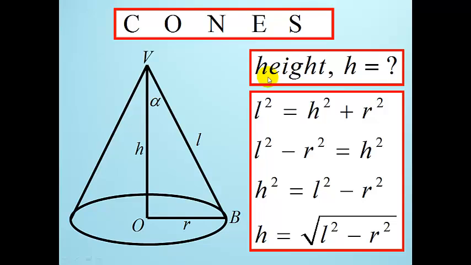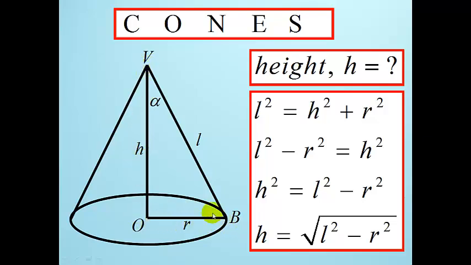Now, assuming we are asked to find the height h of the cone, how do we find the height? Now, when we consider the cone, VOB is a right angle triangle with a 90 degrees angle at O. So from the Pythagoras theorem, the square of the longest side, that is the slant height, and that is the hypotenuse of the triangle, is equal to the sum of the squares of the other two sides, that is VO and OB.